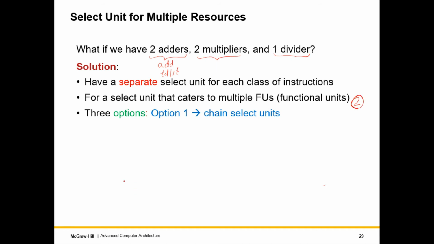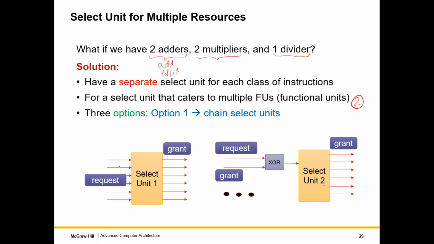So in this case, one option, which is a simple one, is we chain select units, in the sense we have a set of requests coming in, one of them is granted, and for the line that is granted, if it is one, we just XOR it with its request, right? So we do it for all, and I am only showing the circuit for the request that was granted. So for the next select unit, essentially the request for it is 0.